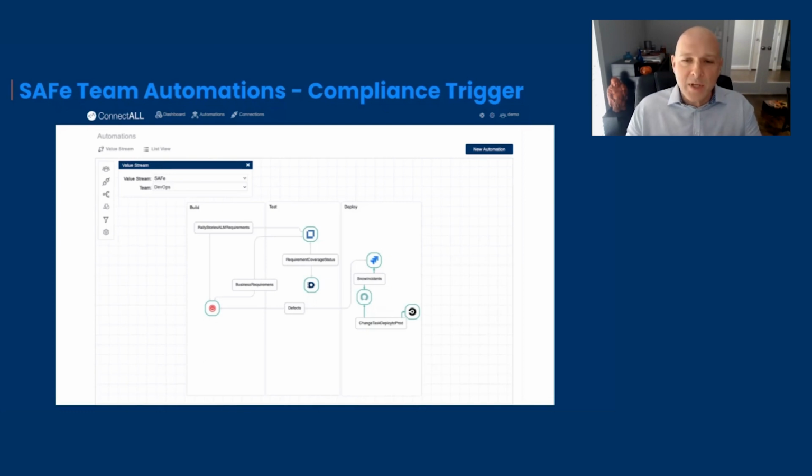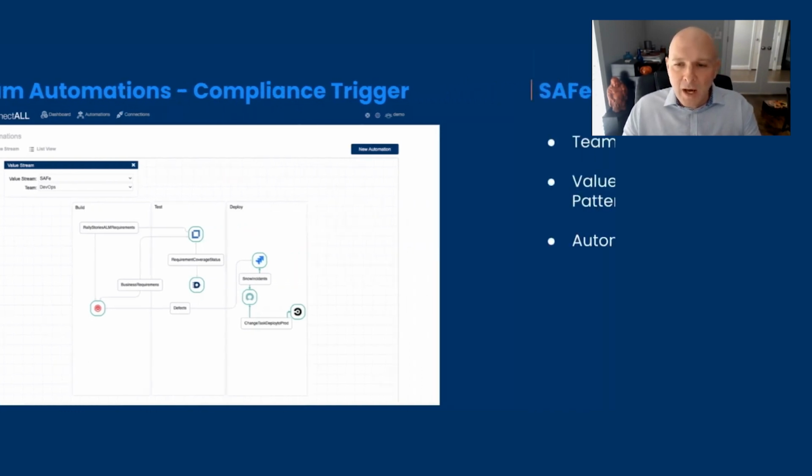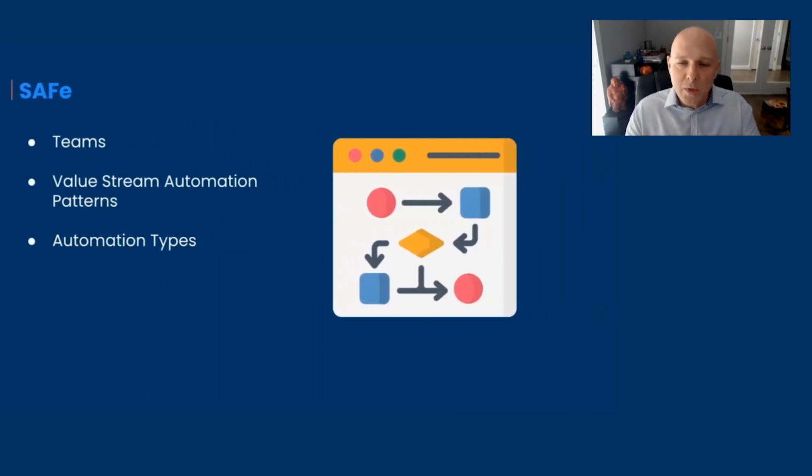Now, this brings me to the end of my presentation, but I will leave you again with the three components, the three building blocks that are most important to building out these automated processes. Once again, they are teams, understanding the teams and what tools they're using; the value stream automation patterns, so the pattern of the work that's flowing between the teams and the tools; and then the automation types that I need to implement in order to make those patterns and those processes actually physically work.